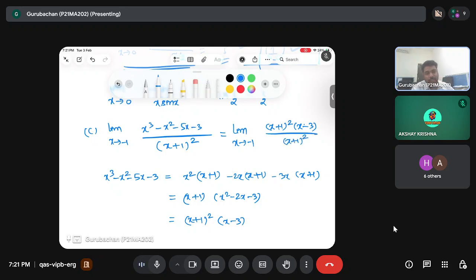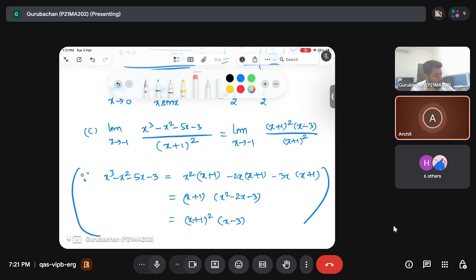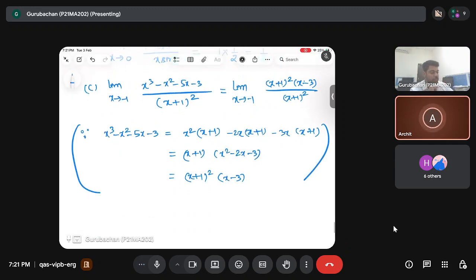So can we cancel out this x plus 1 whole square? Yes, sir. Why? Sir, because we are not putting the value x equals to minus 1, we are just getting near to it from right and left hand side. We are not talking about x equal to minus 1. We are near to minus 1. So in that scenario, we can cancel out these two and we can directly substitute, because in case of polynomial or continuous function, you can directly substitute the value, and this will come out to be minus 4. Okay.